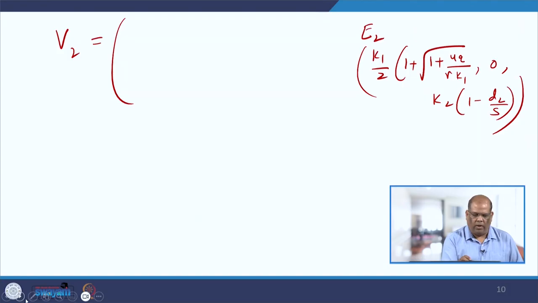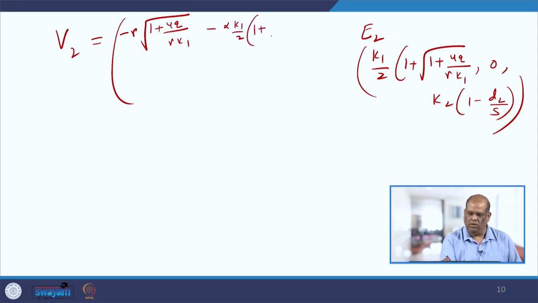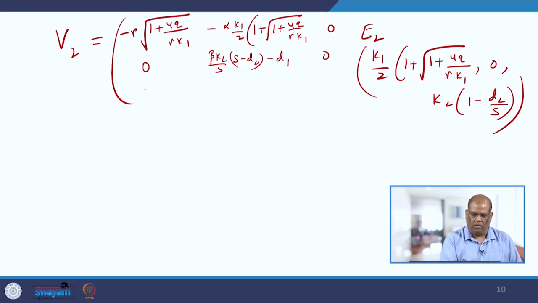So, your V2 will be given by minus R square root of 1 plus 4Q divided by RK1, minus alpha K1 by 2 (1 plus root of 1 plus 4Q by RK1), 0. This is 0. This is beta K2 by (S minus D2). Minus D1, 0, this is 0, minus beta K2 by (S minus D2), and minus of (S minus D2).